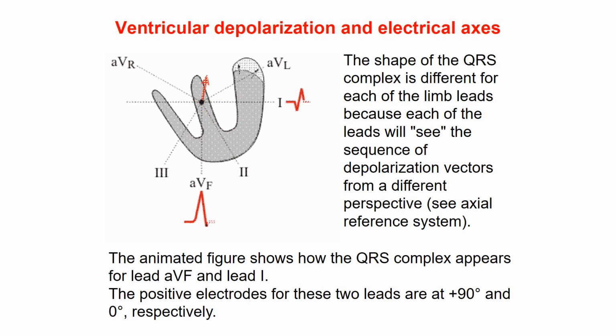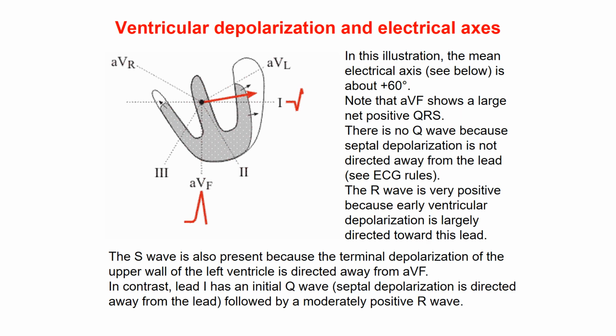The animated figure shows how the QRS complex appears for lead AVF and lead 1. The positive electrodes for these 2 leads are at +90 degrees and 0 degrees, respectively. In this illustration, the mean electrical axis, see below, is about +60 degrees. Note that AVF shows a large net positive QRS. There is no Q wave because septal depolarization is not directed away from the lead, see ECG rules.